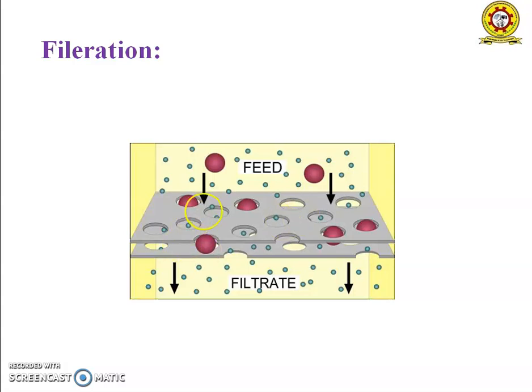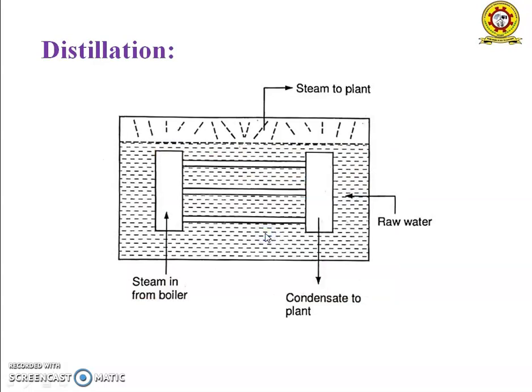So this is the filter paper. These are the impurities mixed with the water. This can be settled here. And if the filter papers are again washed with water, the filtered matter can be removed. And the next method is evaporation. The next method is distillation. Distillation is the process of heating.